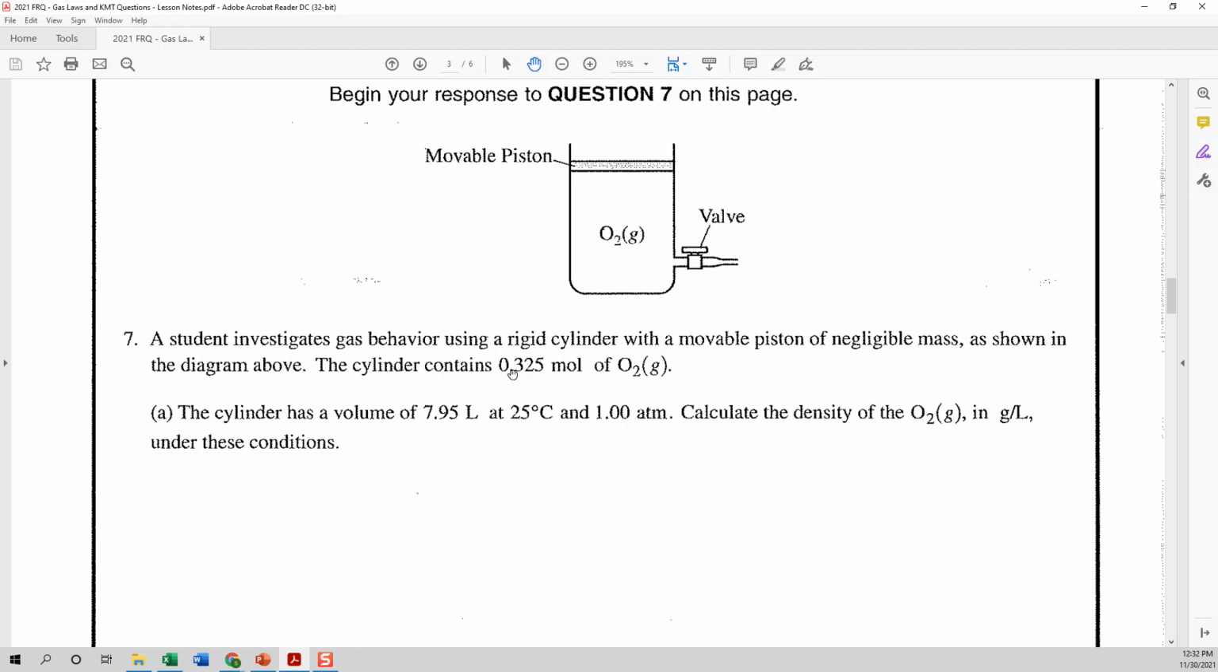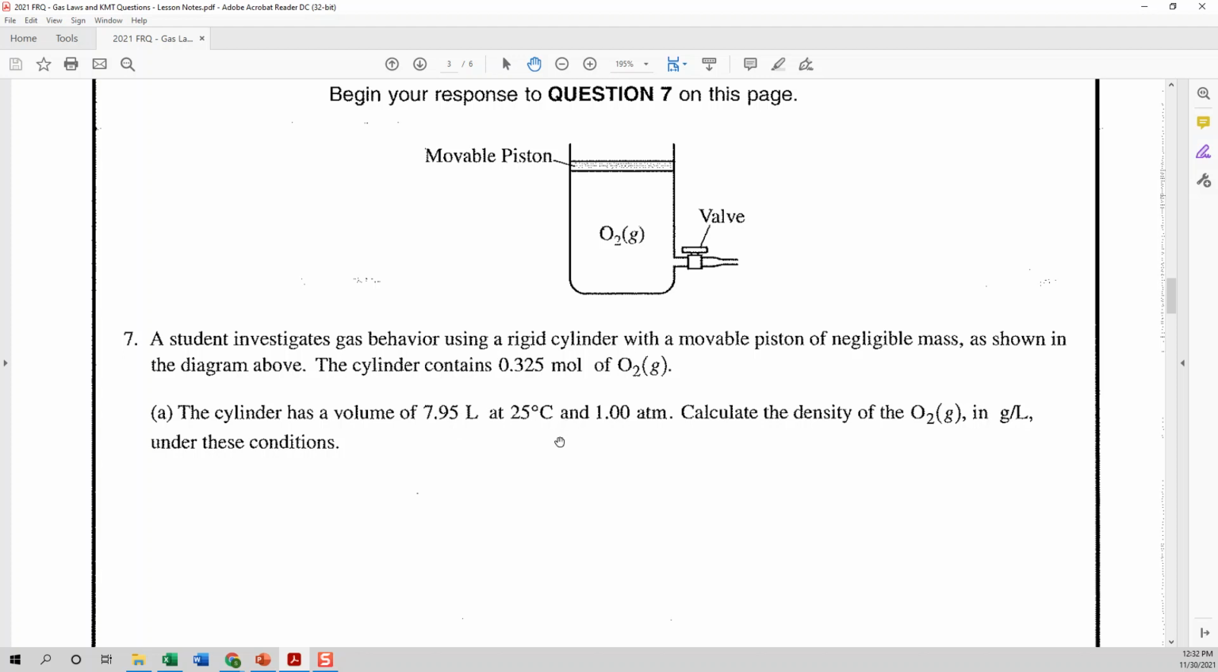The cylinder contains 0.325 moles of oxygen gas, right? The cylinder has a volume of 7.95. It's at 25 degrees Celsius, it's at 1 atmosphere, and it asks us to calculate the density of the gas. Okay, so if you remember from our lesson, it's good to memorize the ideal gas law with density in the equation. So we know what density is. We know density is mass over volume. So if we can take our grams of oxygen gas and divide it by the volume, which is given right here, that will give us our grams per liter. That will be our density. All right, that's what we're trying to figure out.